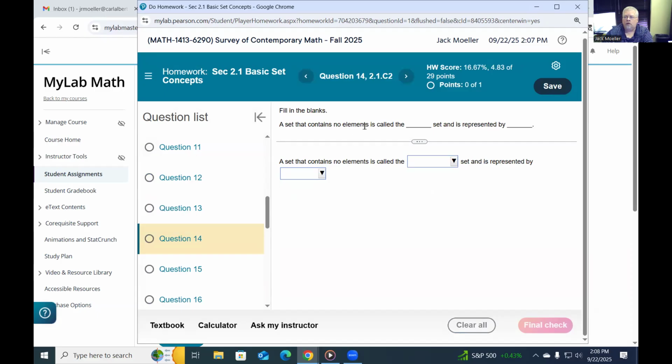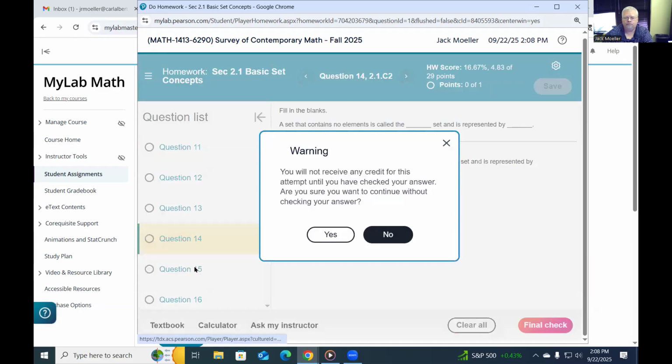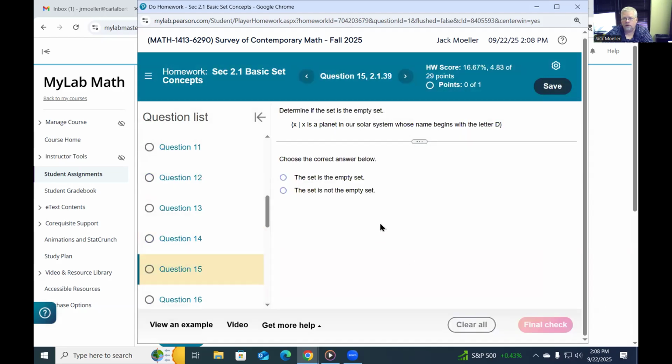Okay, a set that contains no elements is empty or null and is represented by either the 0 with a slash through it or the brackets with nothing in them. Don't combine them. Don't put them together. It's either one or the other, not both, for the empty set.